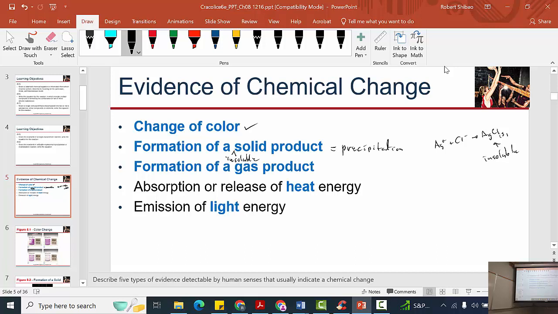What's the point of memorizing? The point of memorizing it is it's actually pretty useful to know the solubility rules to predict chemical reactions. We use them to predict chemical reactions. So this is called a precipitate. Silver chloride is a precipitate. And this process is called precipitation.